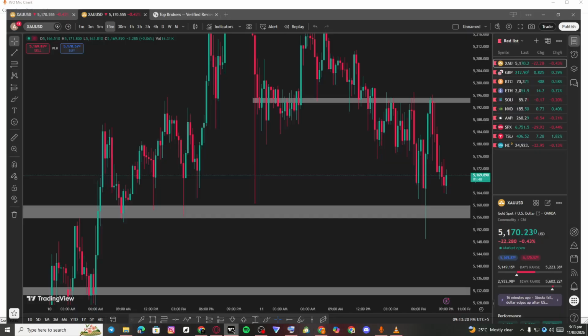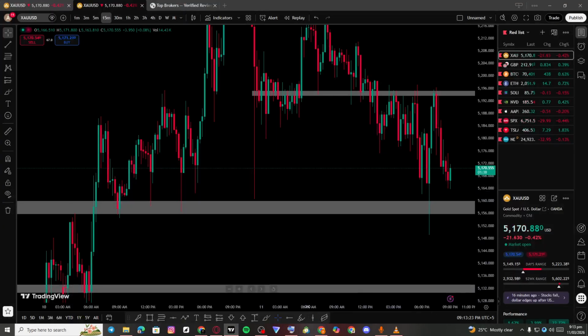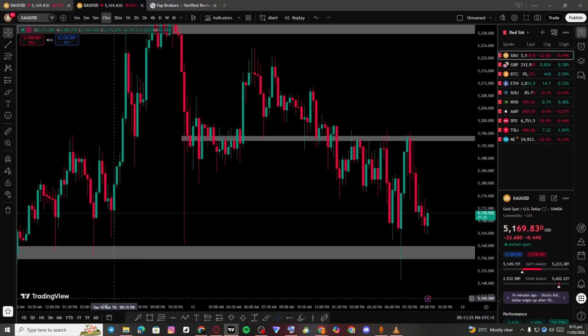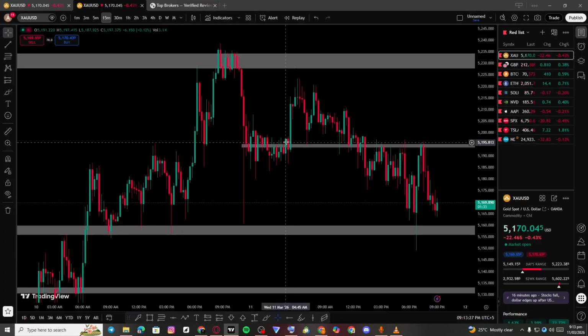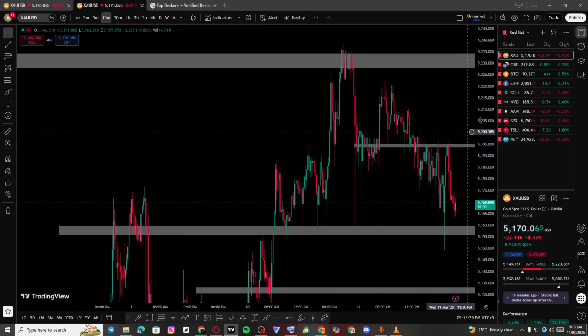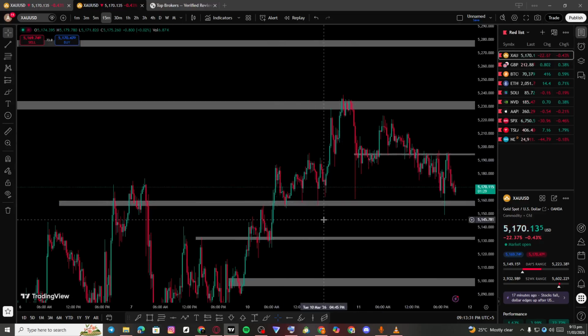What's up, everybody? So today it was 11th of March, and today was a really very choppy day, I would say. और आज क्या सीन था, आज ये सीन था कि today it was CPI as well. So I had marked the ranges.